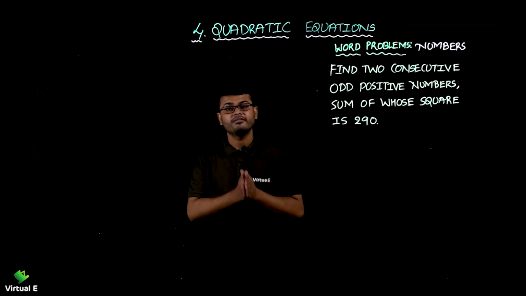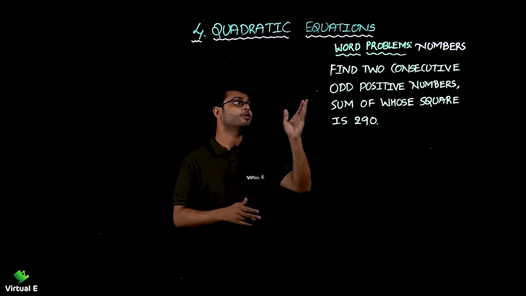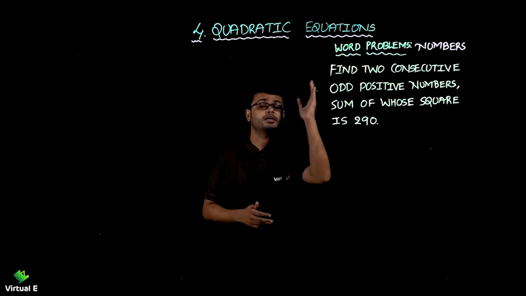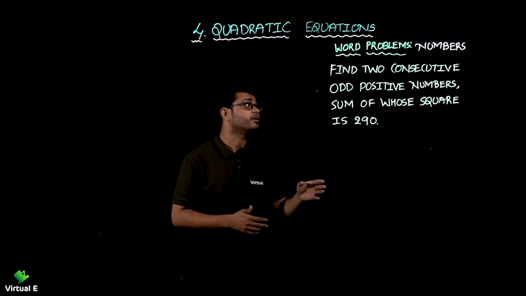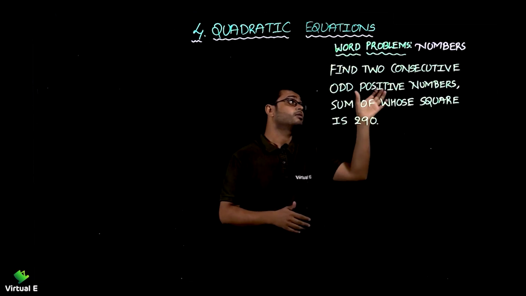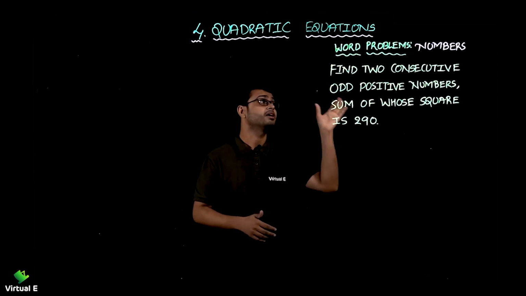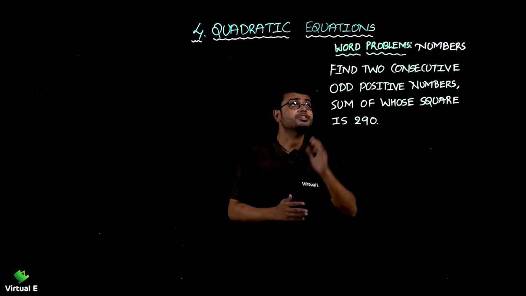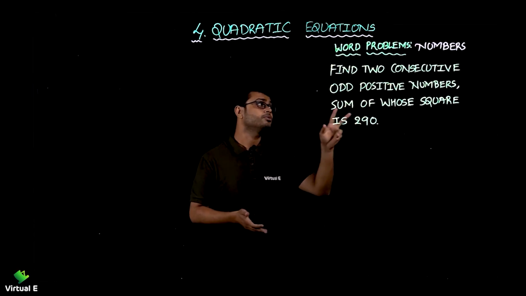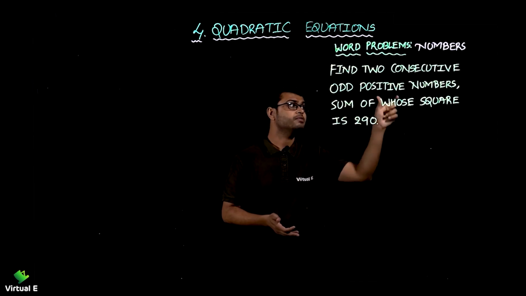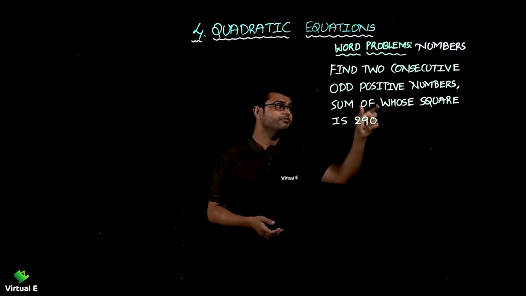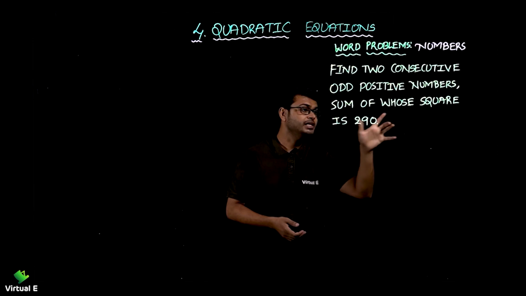In this session, we are going to start the topic of word problems related to quadratic equations. The first topic we are going to discuss is about numbers. Word problems related to numbers. So let's start. Find two consecutive odd positive numbers, the sum of whose squares is 290.